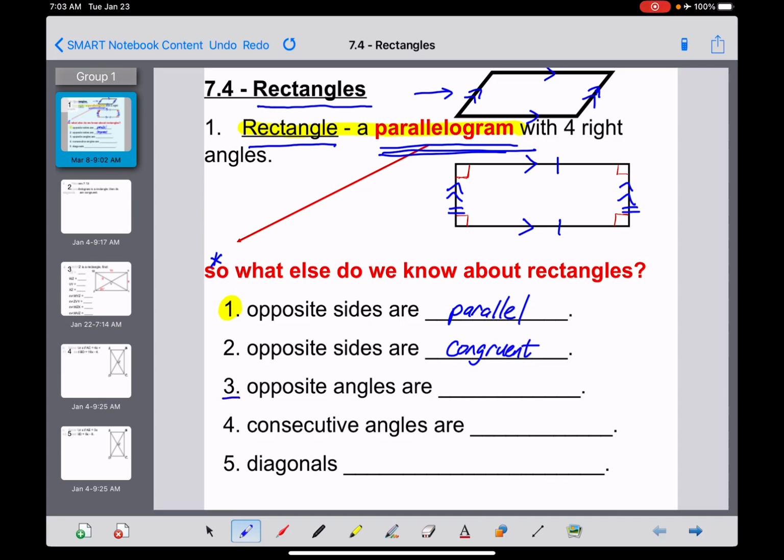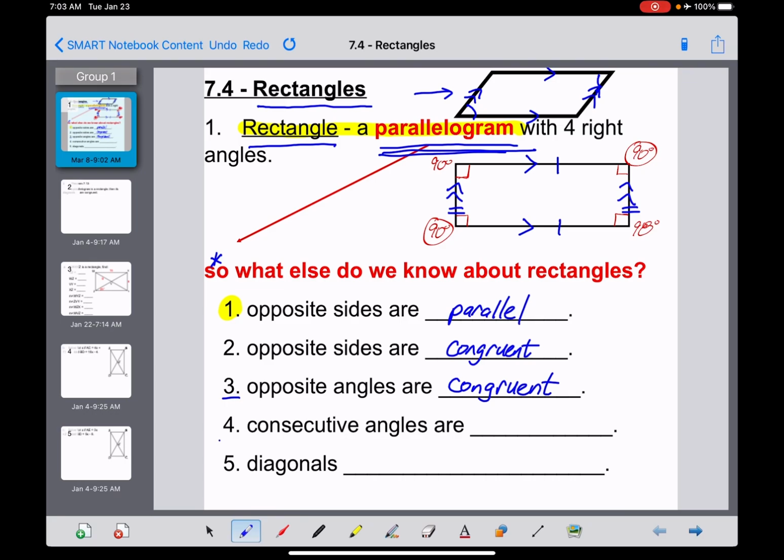How about number 3 here, guys? Opposite angles in every parallelogram would have to be congruent to each other. Well, since a rectangle is a parallelogram, that same property applies right here. Opposite angles in a rectangle would have to be congruent as well. Now that one's probably pretty obvious because all 4 angles within your rectangle are 90 degrees. So pretty clearly, a pair of opposite angles like this one and this one here would have to be congruent to each other since they're all the same.